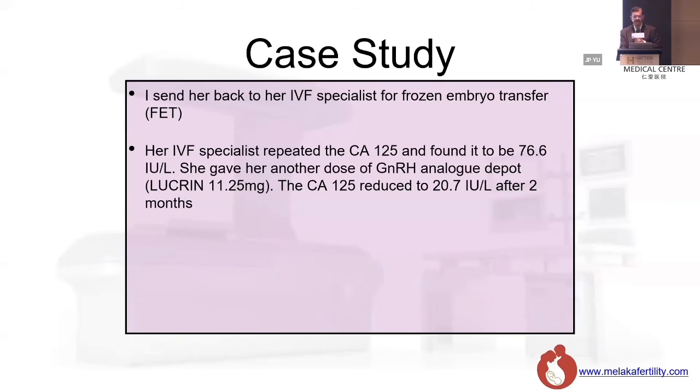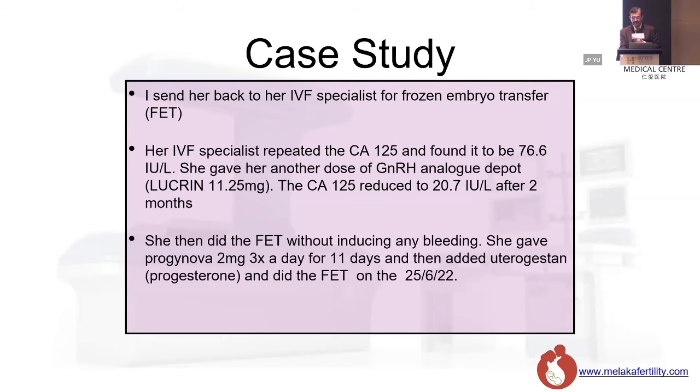The IVF specialist did a CA125 and found that it was still a bit high, 76.6. So she gave her another GnRH analog. And then she did the embryo transfer. She didn't induce bleeding. Those who do IVF will know that. There was no induction of bleeding. We just gave Proginova and gave her utrogestin. And she's currently pregnant, around 25 weeks. This is my first IVF frozen embryo transfer.